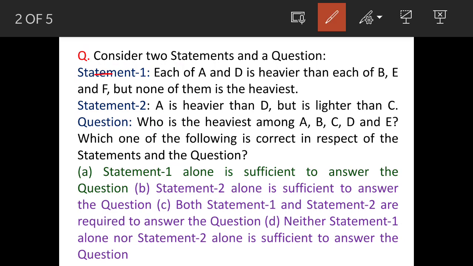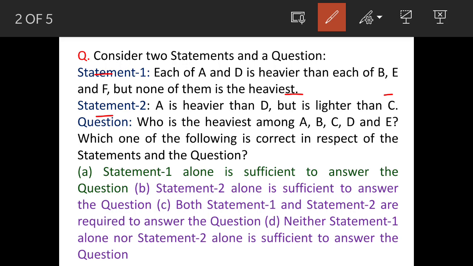Statement 1: each of A and D is heavier than each of B, E and F, but none of them is heaviest. This is statement 1. Statement 2: A is heavier than D, but is lighter than C. This is the second statement. So in statement 1 they have covered 5 characters, and in statement 2 they have covered 3 characters. Now the question is, who is heaviest amongst A, B, C, D and E?